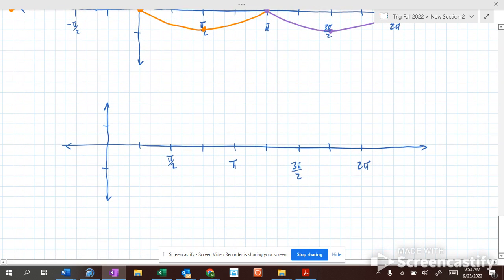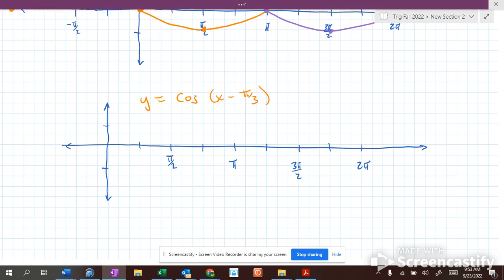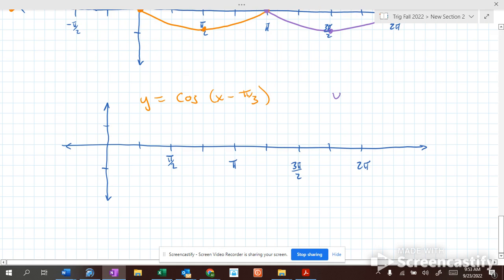Okay, last one, 71. Y equals the cosine of x minus pi over 3. So again, y equals cosine of x. Where does cosine of x start? 0, 1. That's pi over 2, 0. Pi, -1. 3 pi over 2, 0. 2 pi, 1.